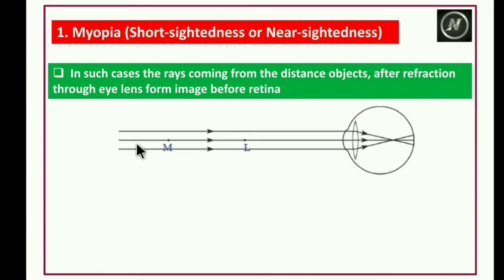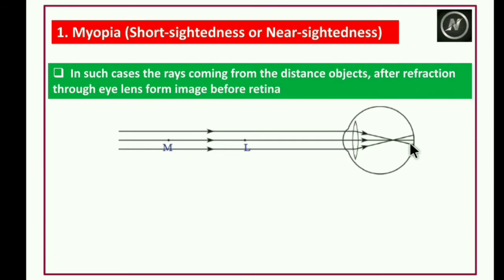Let us see this. If you observe this image, the rays are coming from far distance, from infinity. These rays are incident on the eye lens, refract, and form the image before the retina. Actually, for a healthy person, if the light rays are coming like this from far distance, the eye lens can adjust its focal length up to 2.5 centimeters. That's why the image will form on the retina.